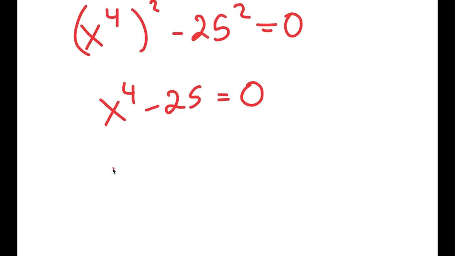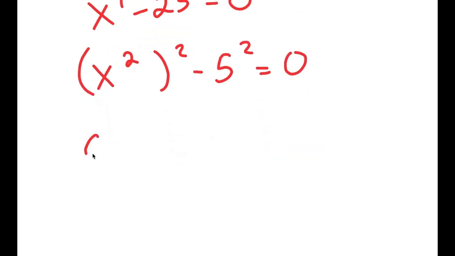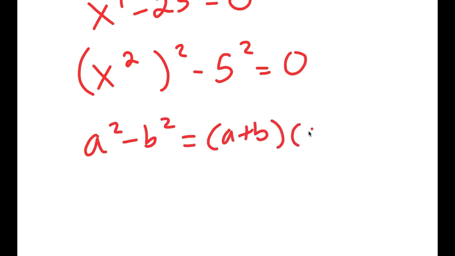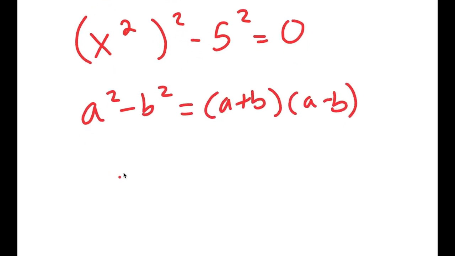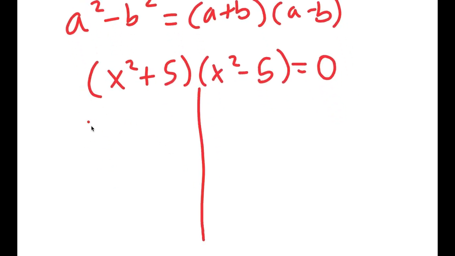Now from here, I'm going to rewrite this as x squared to the power of 2 minus 5 squared is equal to 0. So now I can use the formula a squared minus b squared is equal to a plus b times a minus b on this. So this turns into x squared plus 5 times x squared minus 5 is equal to 0. So I get two equations. X squared plus 5 equals 0, and x squared minus 5 equals 0.